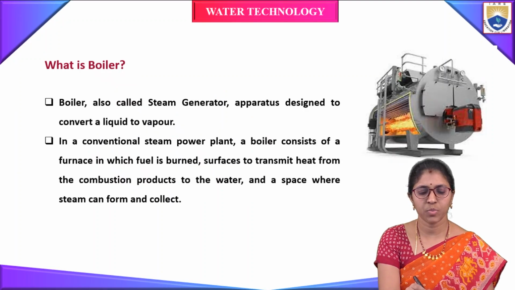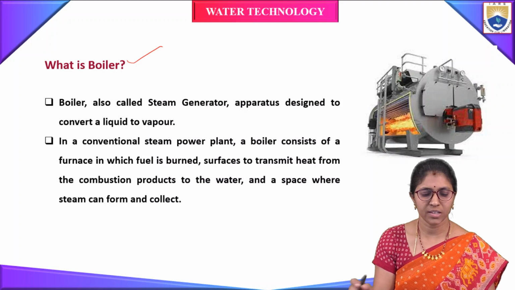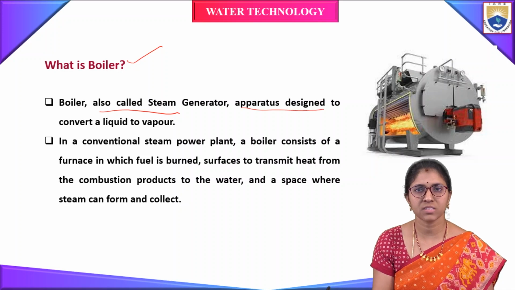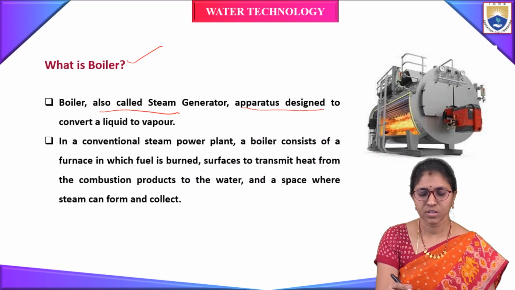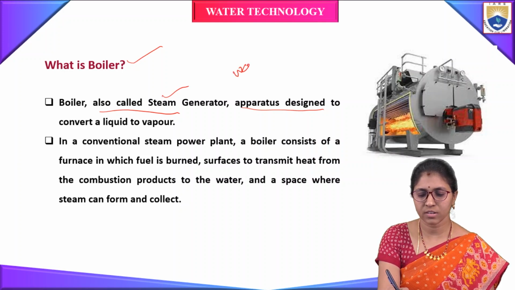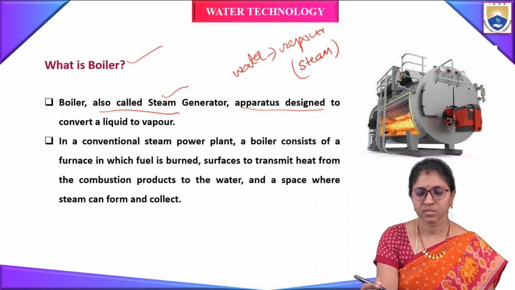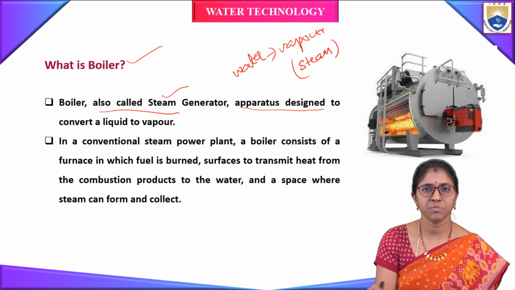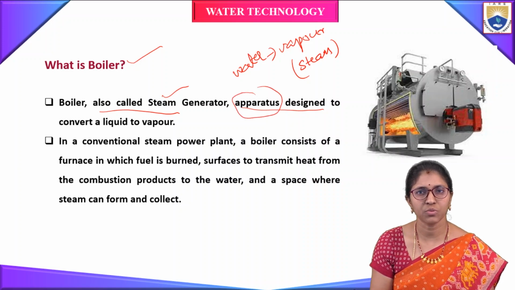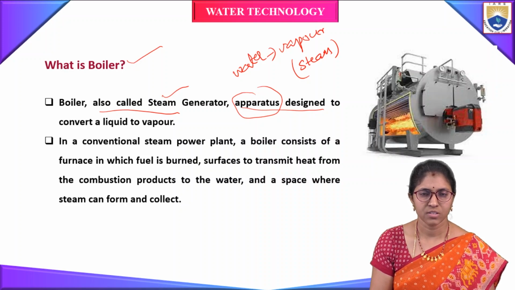First, we should know what a boiler is. A boiler, also called a steam generator, is an apparatus designed to convert liquid to vapor. It converts water to vapor, which is called steam. So water to steam, this is called a boiler.